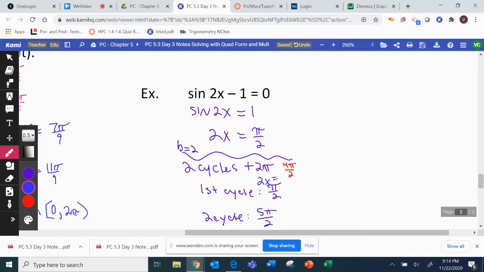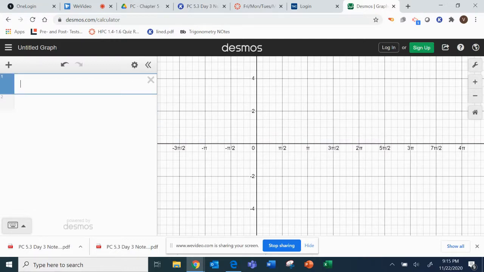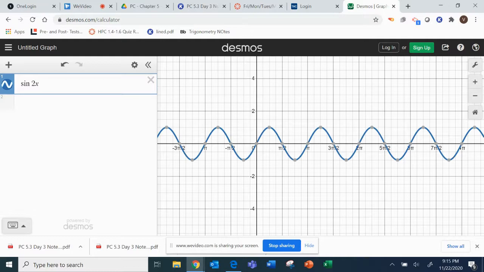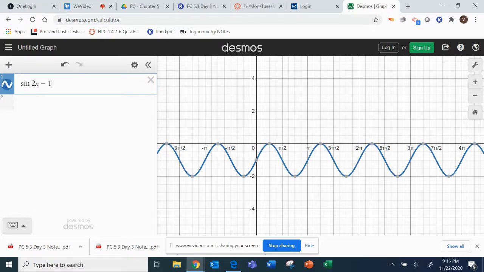So to get the answer for x, I have to divide by 2, which is the same thing as multiplying by half. So I'd have pi over 4 and 5 pi over 4. Now let me check that. Sine 2x equals 1. And from 0 to 2 pi, I've got pi over 4 and 5 pi over 4.